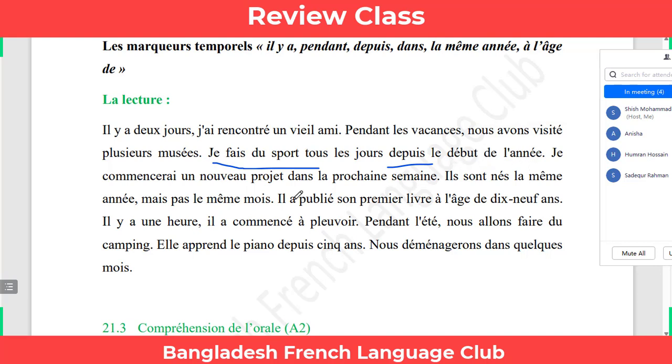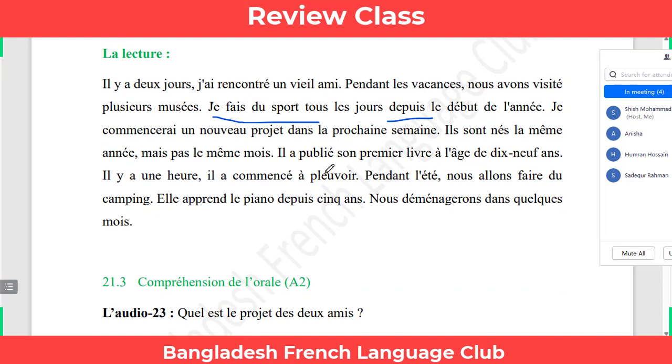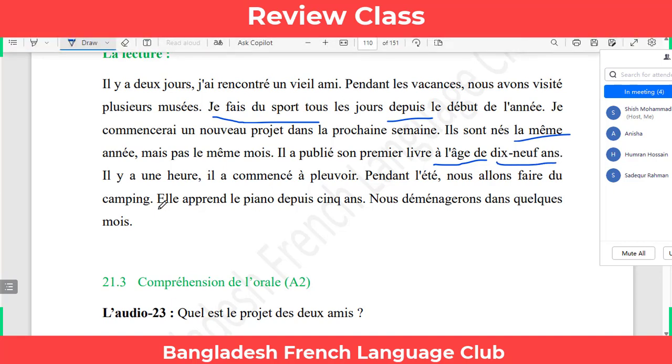And what else? La même année, the same year. And à l'âge de, what does it mean? À l'âge de means at the age of. Il a publié son premier livre à l'âge de 19 ans, at the age of 19.